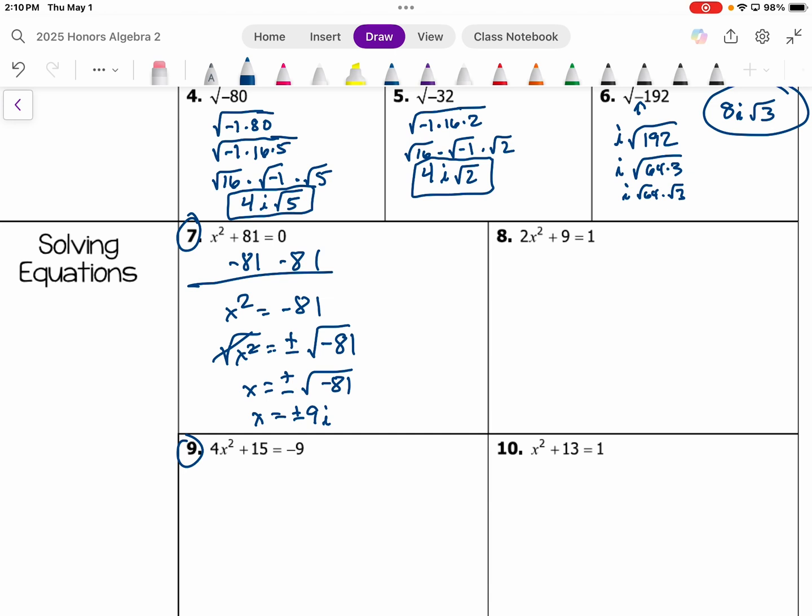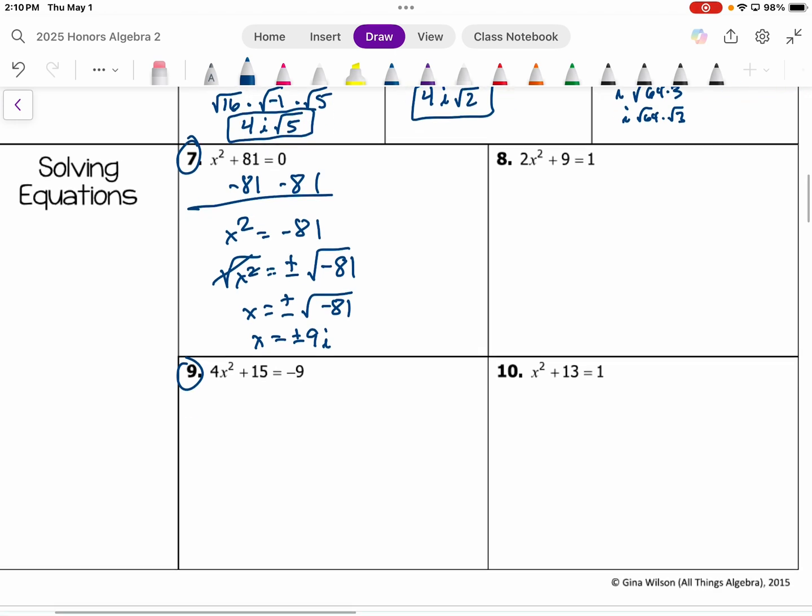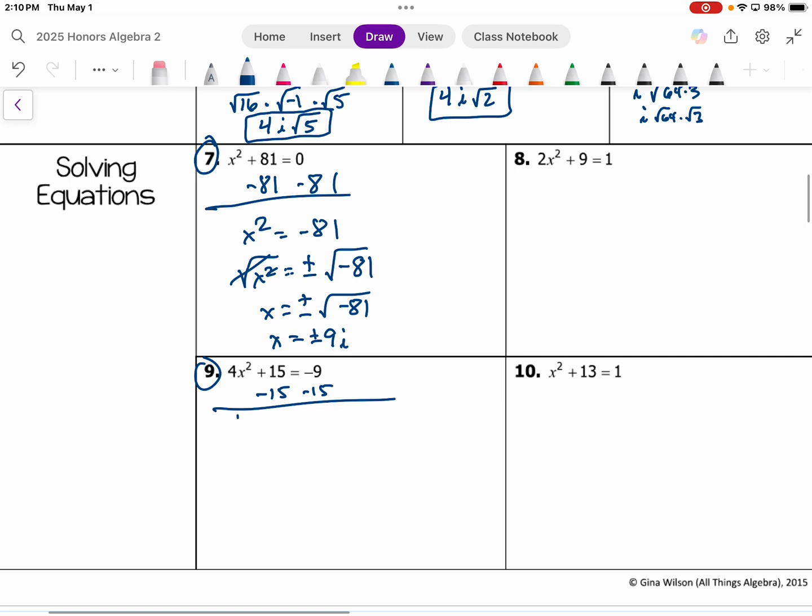Again, I'm just going to speed it up a little bit, showing the work step by step. Number 9. Move the 15. I can't take the square root until I get that 4 off the x, but I would take care of the 15 first. This gives me 4x squared equals negative 24. So now divide both sides by 4. I get x squared equals negative 6. Take the square root of both sides. Make sure we put the plus or minus symbol.